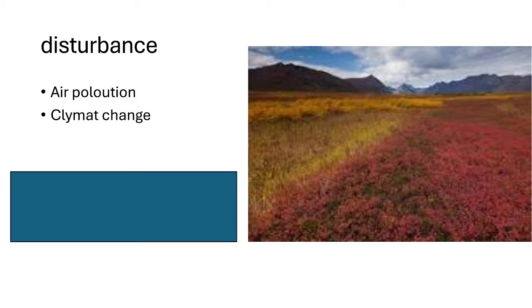Disturbances such as air pollution and climate change impact the ecosystem very heavily, with things like air pollution and climate change killing off a lot of plants that primary consumers eat, and that also kills the primary producers.